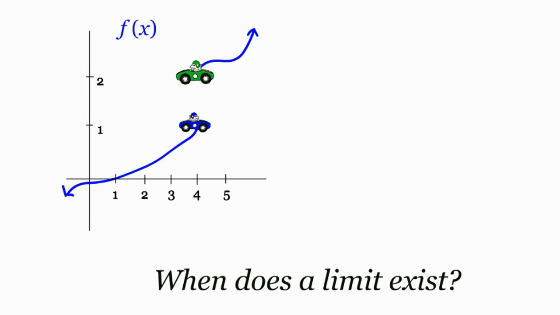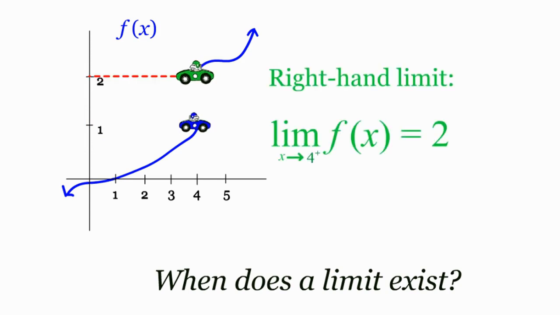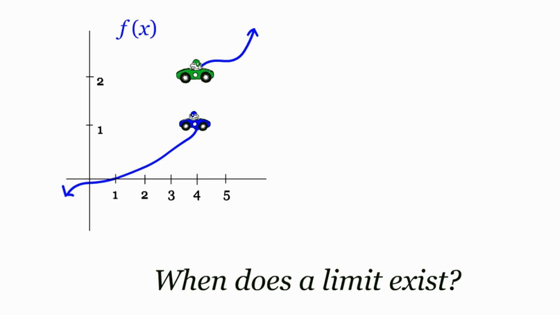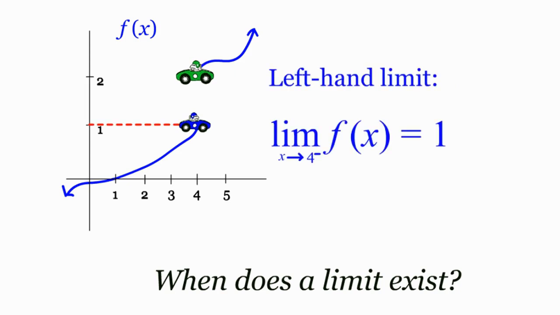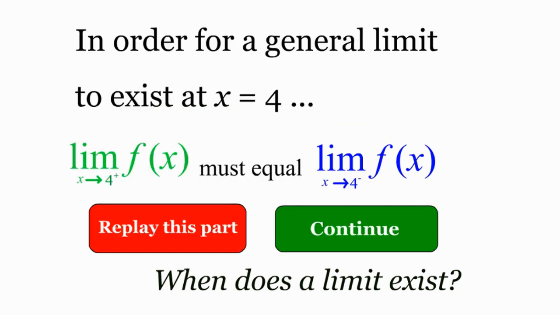We call the height at which we arrive from the right the right-hand limit of f of x, as x approaches 4 from the right. And we denote this with a little plus sign in our limit symbol. Our height that we arrive at from the left is called the left-hand limit of f of x, as x approaches 4, and it is denoted with a little negative symbol. Mathematically, in order for a limit to exist, both the right and the left-hand limits must be equal.